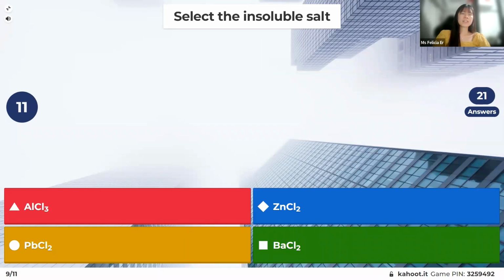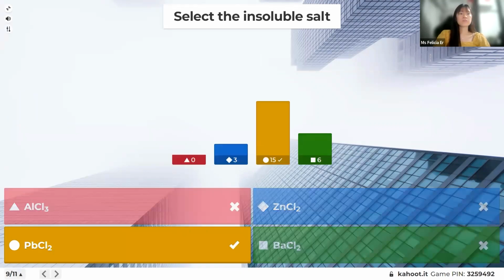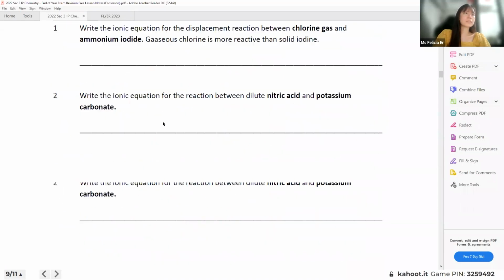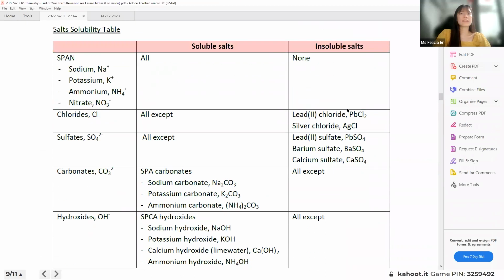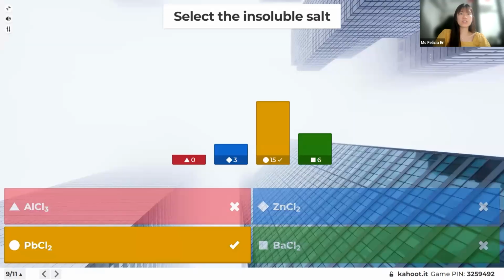This one just check the solubility table. Good. So this one just check the solubility table. Let me show it to you. It will be over here. This one. So only Ag and Pb is insoluble. So that's why you should choose Ag or Pb. Only Pb available here.